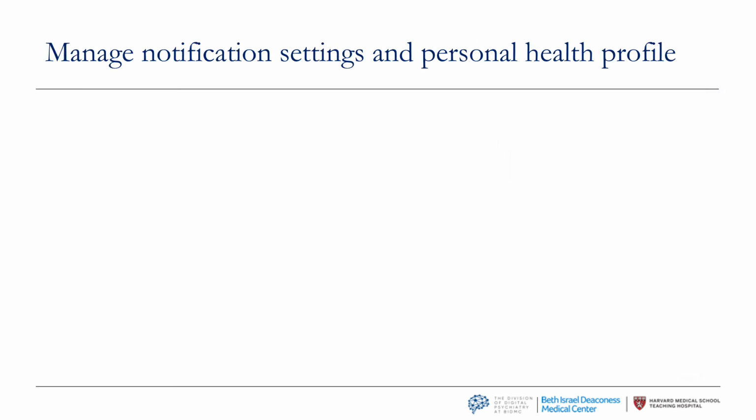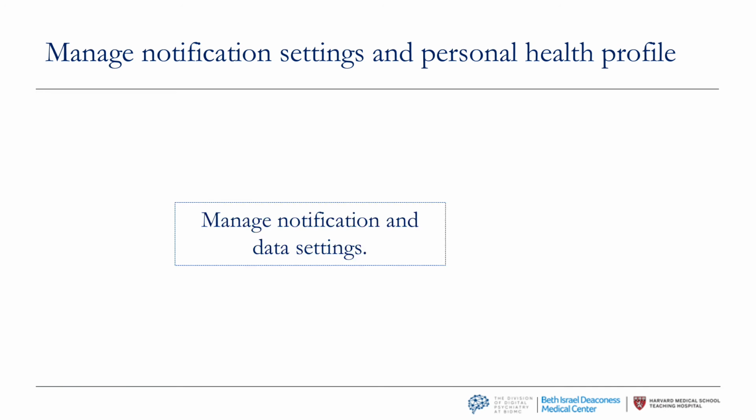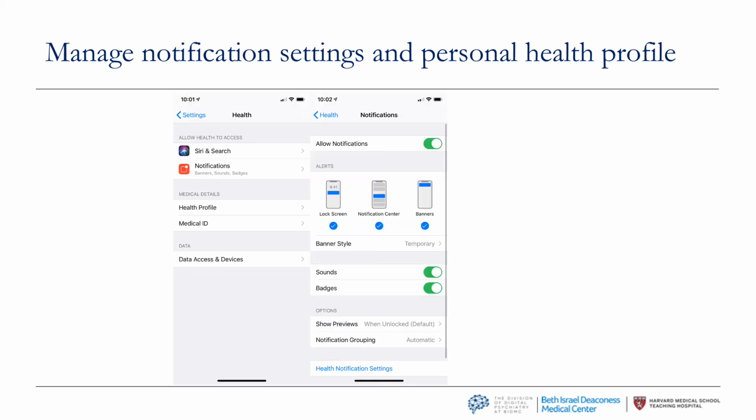Now let's talk about managing the Apple Health app settings. Once you've located the Apple Health settings in the Settings app, you'll be able to modify a few things. Here's what that looks like. Make sure you've allowed notifications for the Apple Health app. If you've enabled health integration for third-party apps or devices, you'll also be able to manage those permissions here.